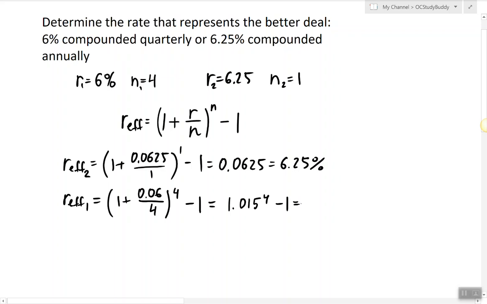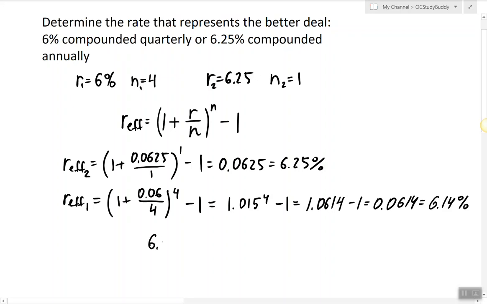And I'm going to use a calculator for this. Raising 1.015 to the power 4 gives us 1.0614, and subtracting 1 leaves us with 0.0614, which means the effective interest rate for the first deal is 6.14%. That means we earn 6% annually compounded quarterly, during the year we earn 6.14% interest rate. So that's what we call the effective interest rate.